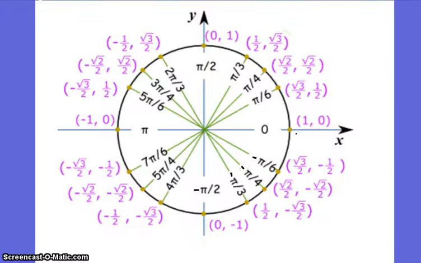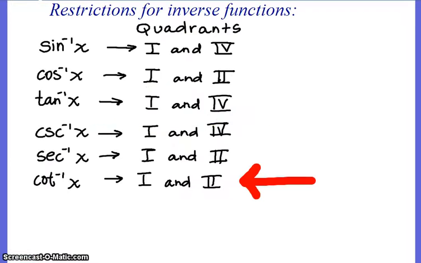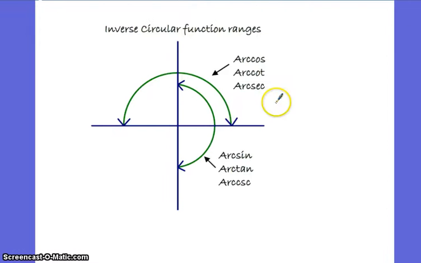Okay, now let's look at some of your homework problems. Oh, I wanted to point this out at the top of your worksheet. This is just a visual way of saying this. You notice that sine, tangent, and cosecant are in the first and fourth quadrants. Well, that's what this is saying.